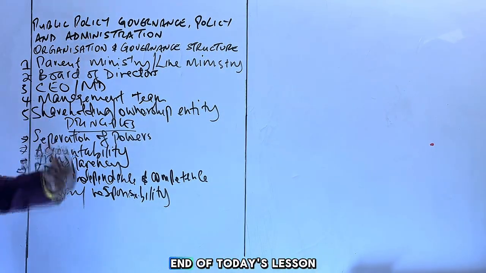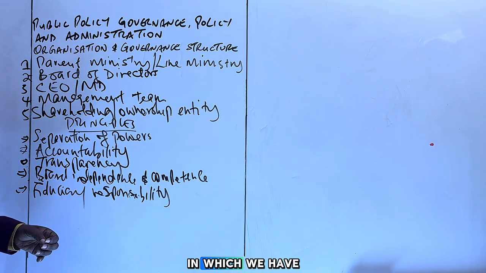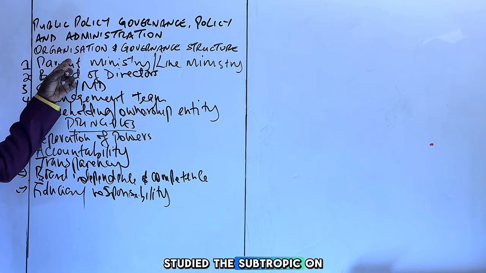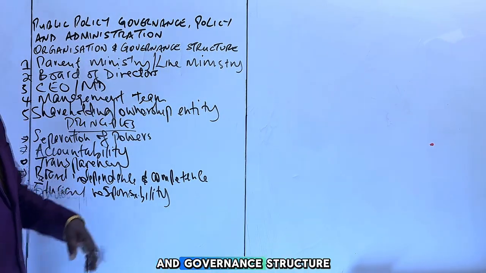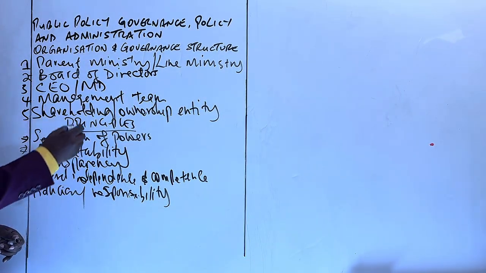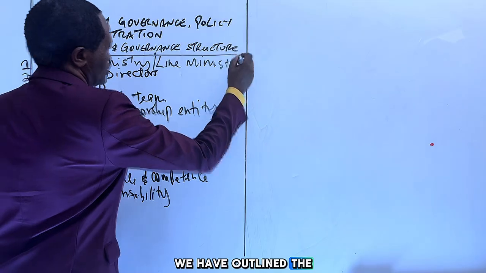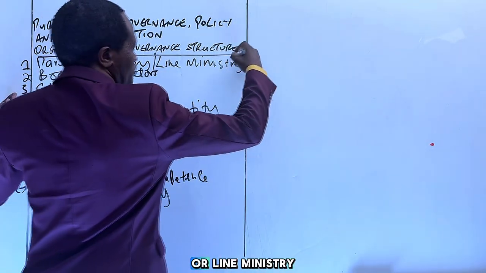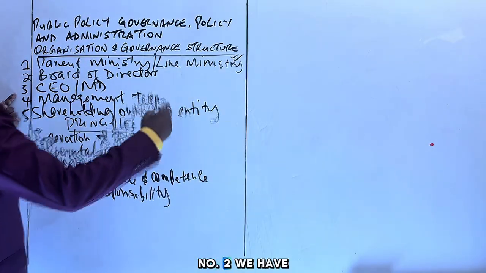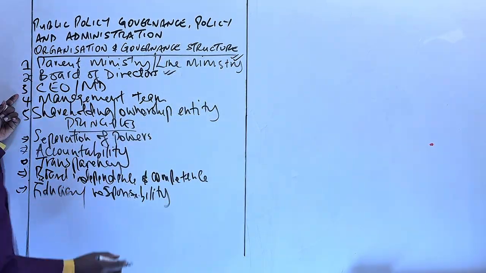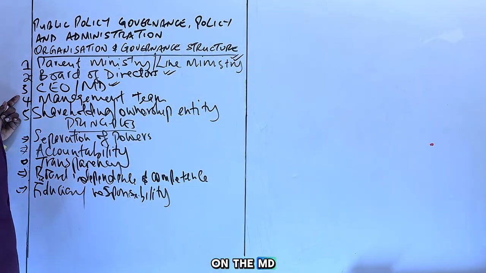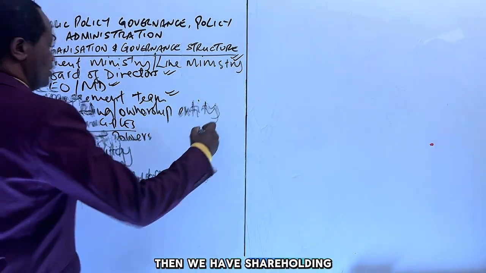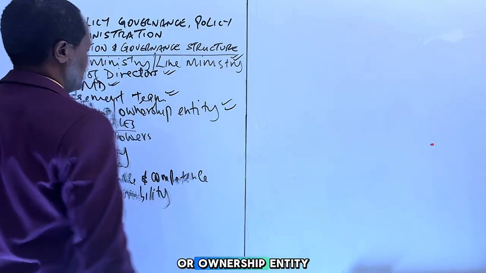And that marks the end of our today's lesson, in which we have studied the subtopic on organization and governance structure. We have outlined the structure, which comprises, number 1, the parent ministry or line ministry. Number 2, the board of directors. Number 3, the CEO or the MD. Then the management team under the MD. Then we have the shareholding or ownership entity.